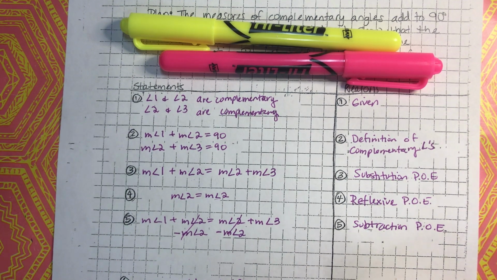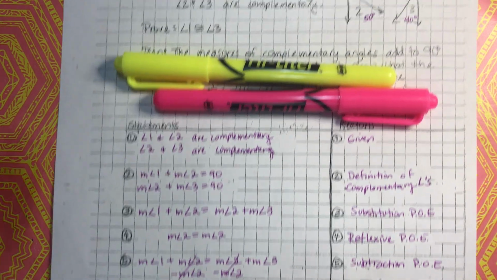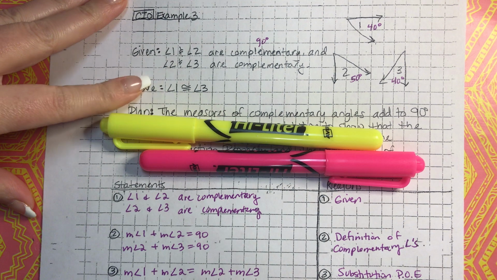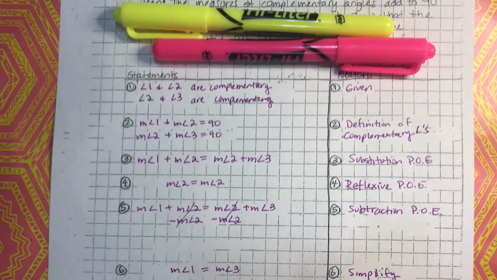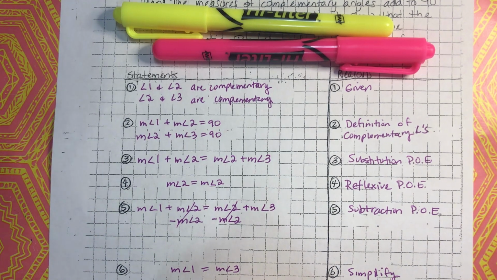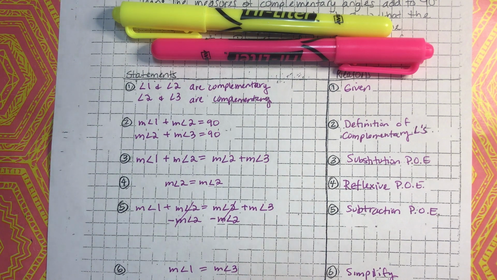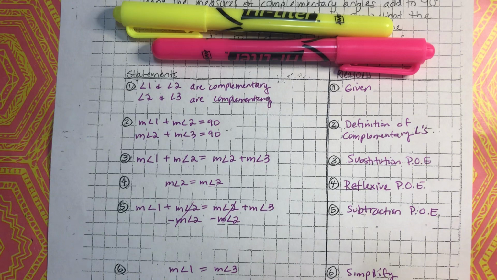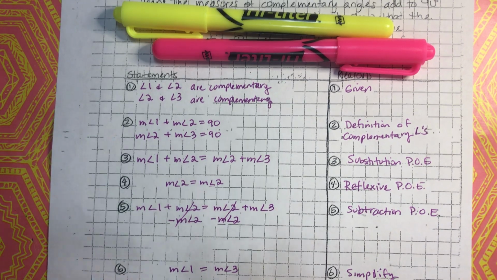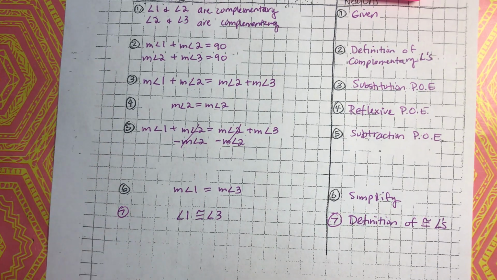And that's just through simplification. But is that what we need? We need angle 1 is congruent to angle 3. So we're not quite there, but we are super duper close. And we just need to write angle 1 is congruent to angle 3. Why? By the definition of congruent angles. And that's how you do it. Oh, well, there we go. Now you can see it.